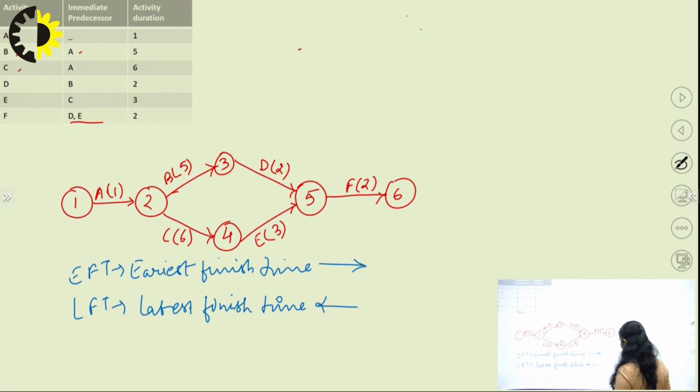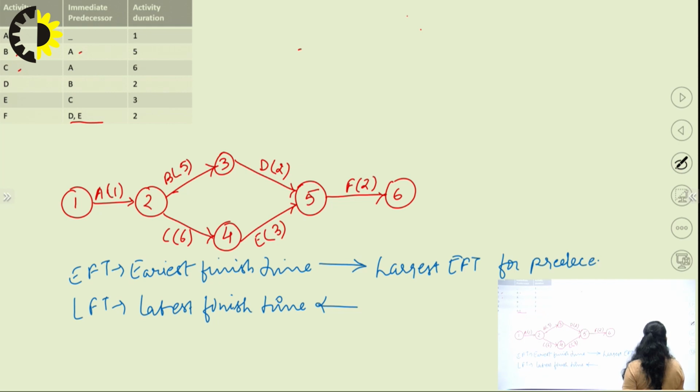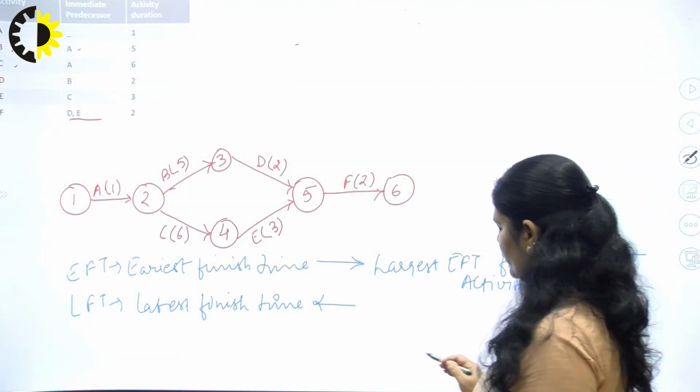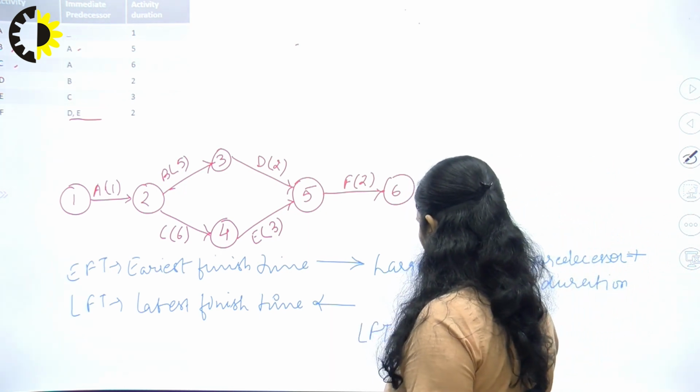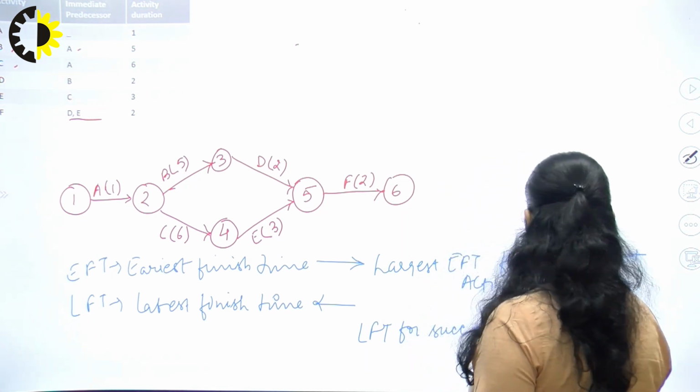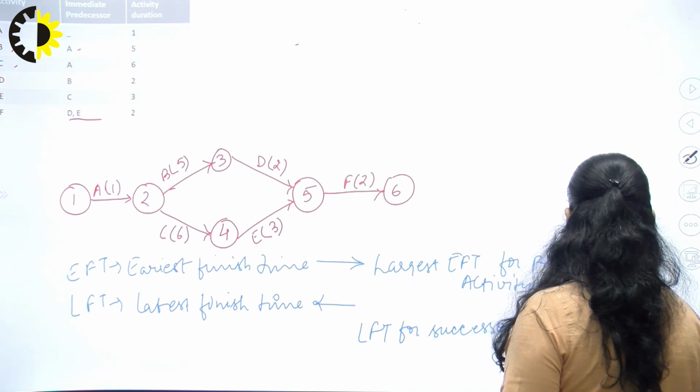Now what is the formula that we are going to use for the EFT? It will be the largest EFT of the predecessor plus activity duration. And what formula will we use for the LFT? It will be the LFT of the successor activity minus activity duration.